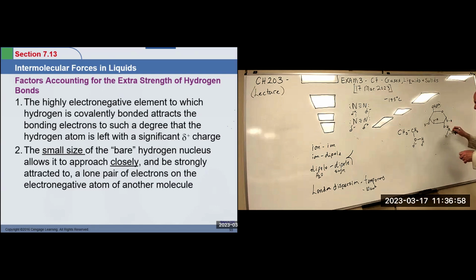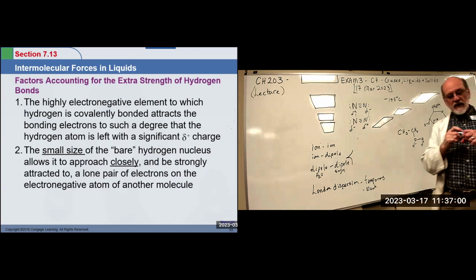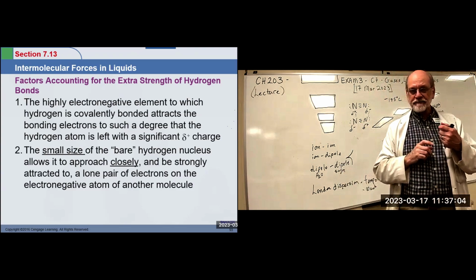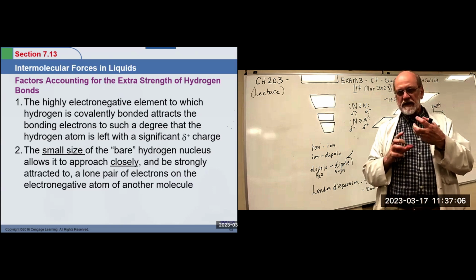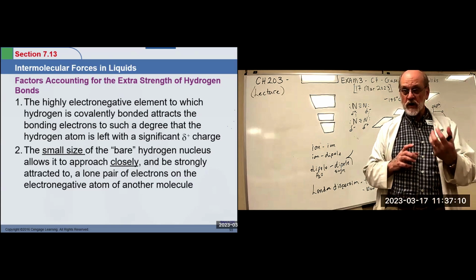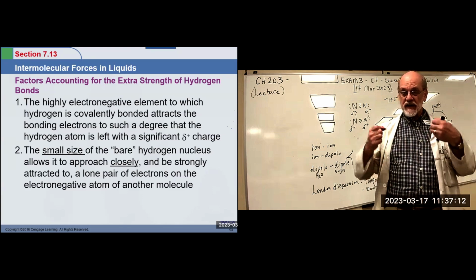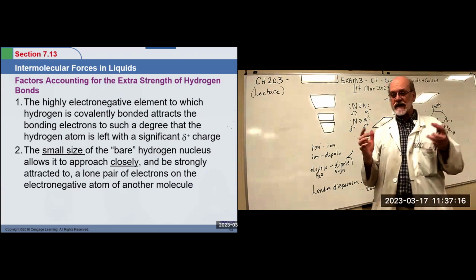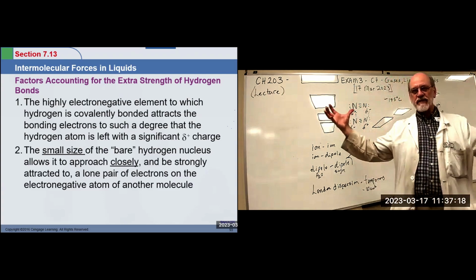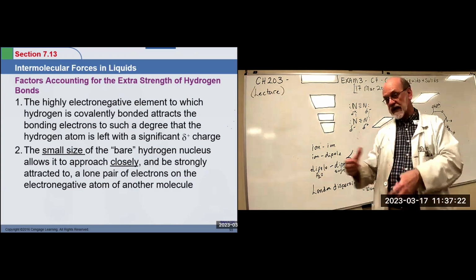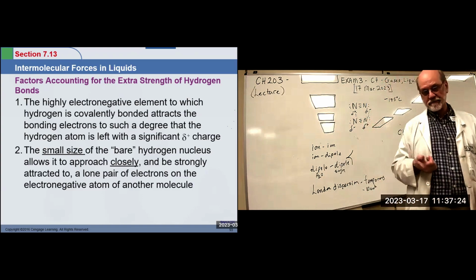Because this is extremely small, the strength of the bond is determined by two things: the charge or partial charge on the atom and how close you can get to it, right? It's just like gravity, right? Big things have big gravity, and the closer you get to them, the stronger the force. Same thing with electrostatics.